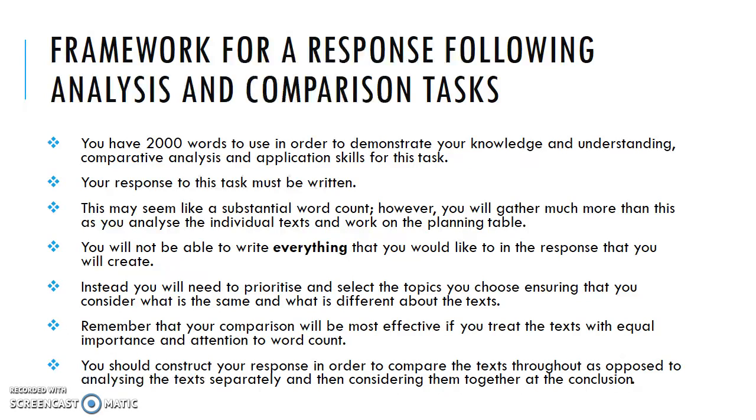Instead, think about prioritizing and selecting the topics you choose to ensure that you consider what is the same and what is different about the text. Remember that your comparison will be most effective if you treat the text with equal importance and attention to word count. So we don't want a piece of work that is 1,700 words looking at one text and then you're just cramming in a little bit more of the second text. It needs to be an effective comparison, which means you're comparing throughout. This brings me on to the last point. So you should construct your response in order to compare the text throughout, as opposed to analyzing the text separately and then considering them again at the end.